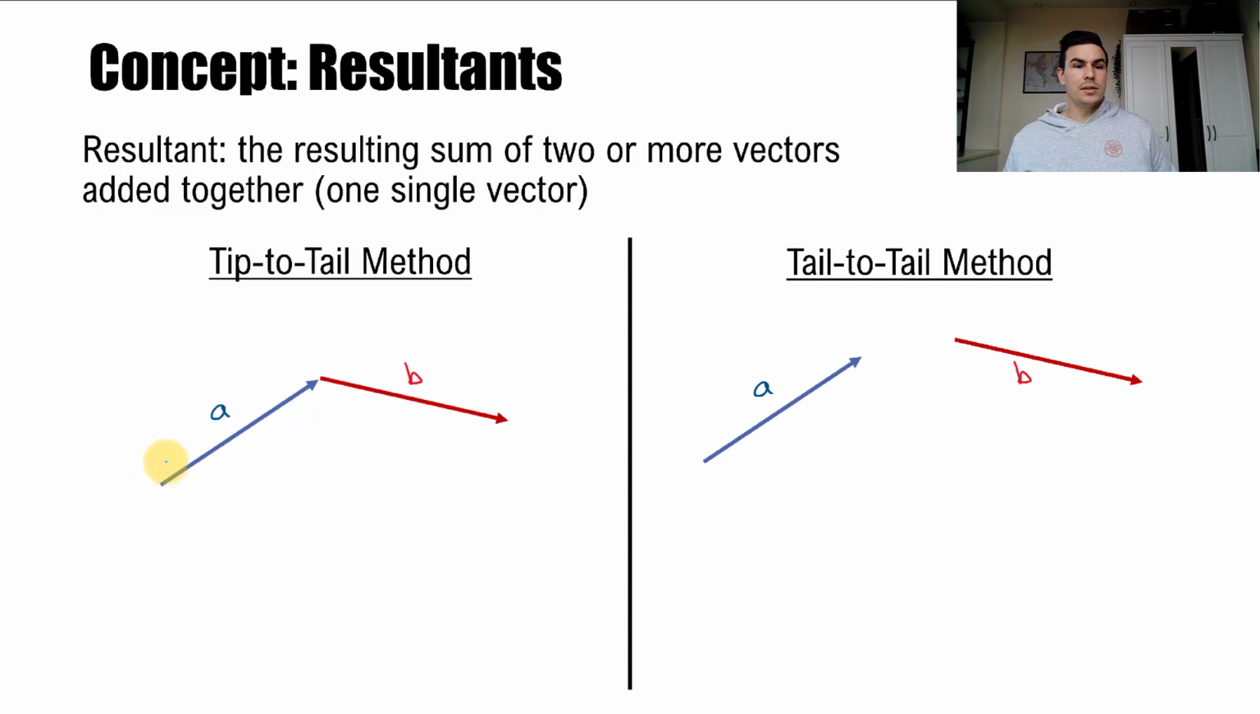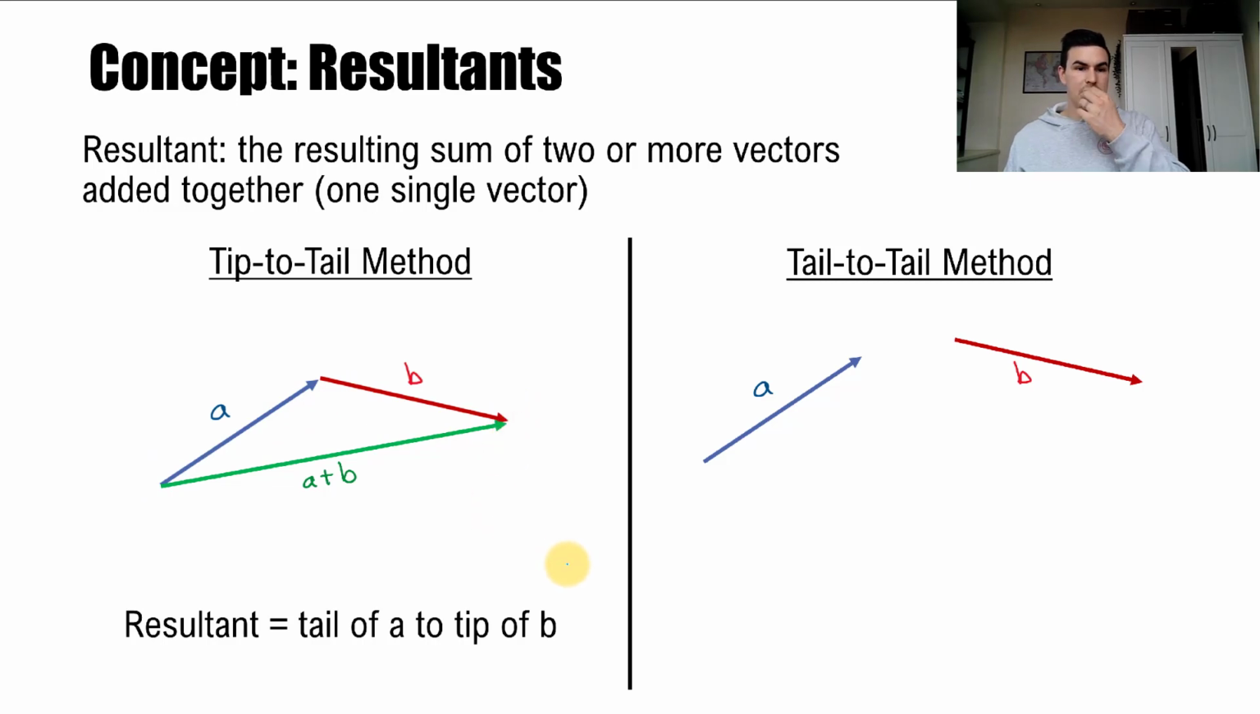Okay, well right here I have the exposed initial point for A. Okay, and then what is the exposed end point or terminal point? Well, the exposed terminal point here is going to be the terminal point for B. Okay, so that is going to be how I draw my resultant, starting with the initial point and ending with the terminal point. So it's going to be the tail of A to the tip of B.